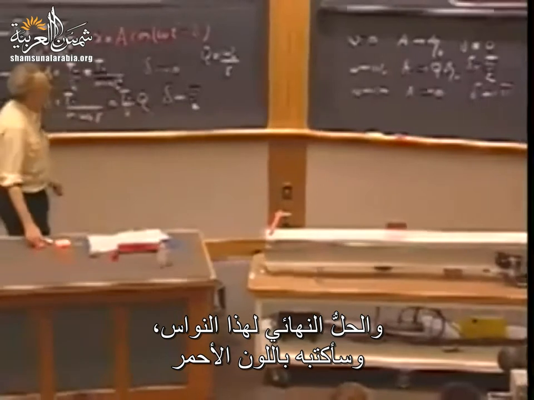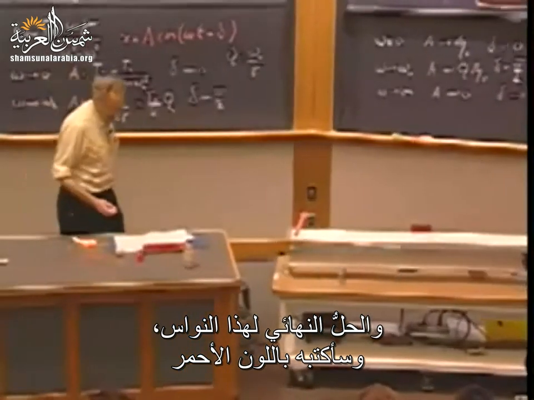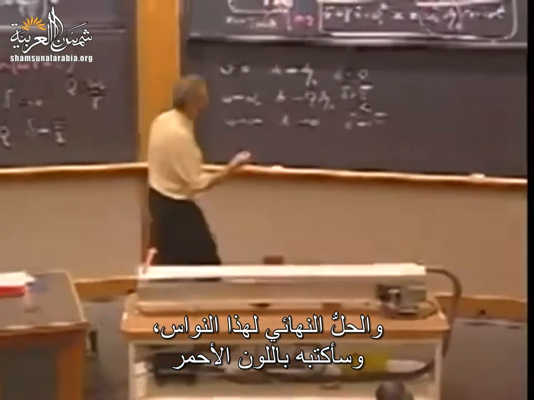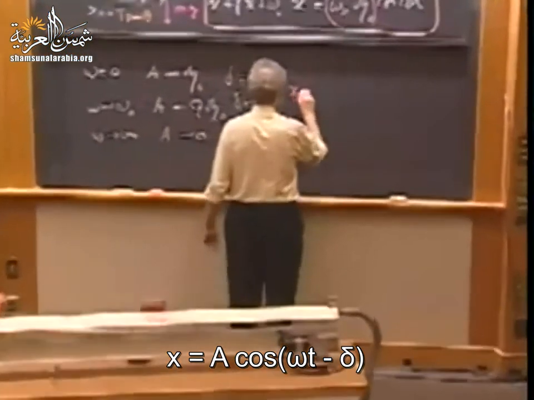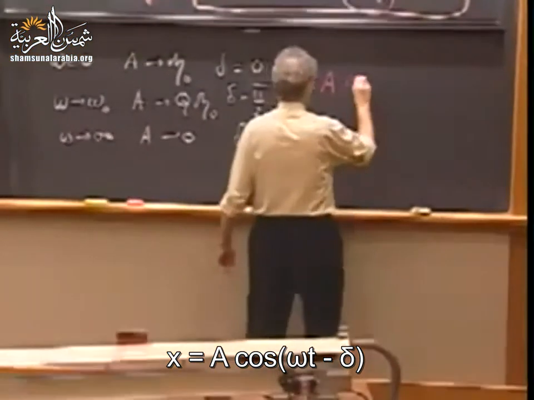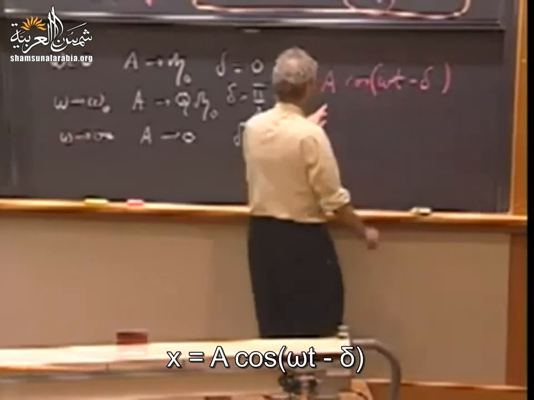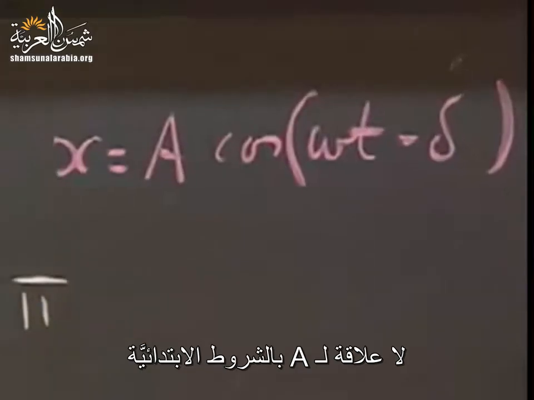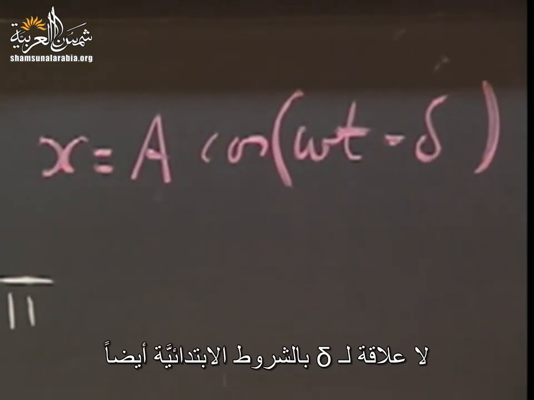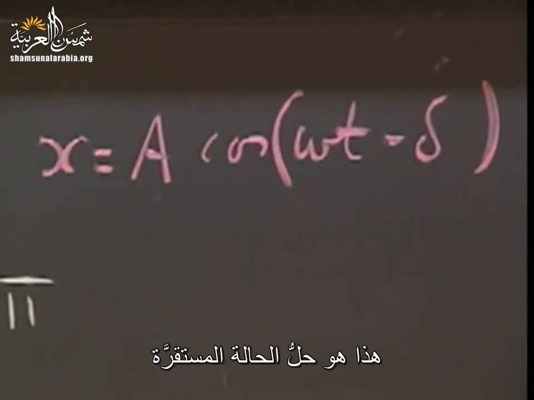So the final solution of this pendulum, which I will write down in red, is going to be that x equals A times the cosine of omega t minus delta, just as we had before. A is non-negotiable, has nothing to do with the initial conditions. Delta is non-negotiable, has nothing to do with the initial conditions. This is the steady state solution.